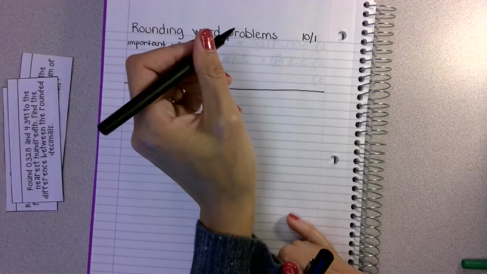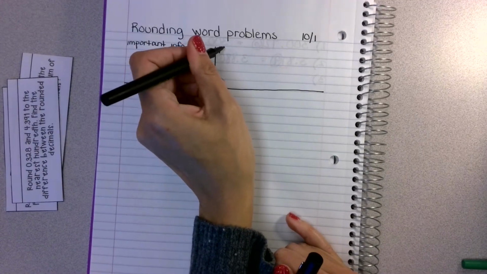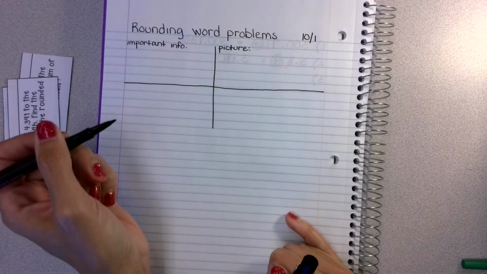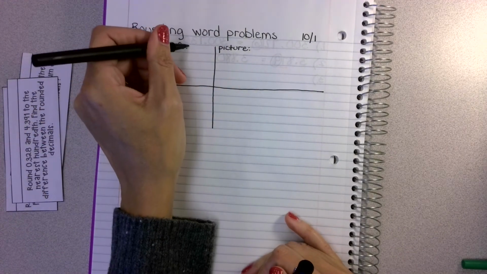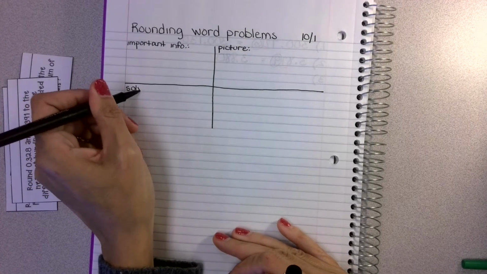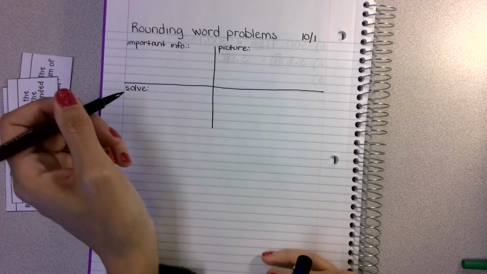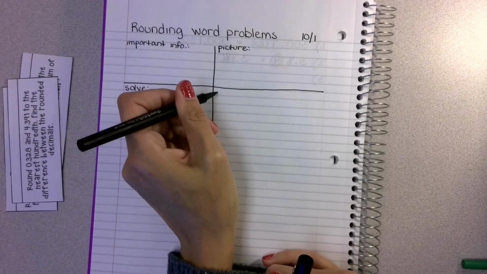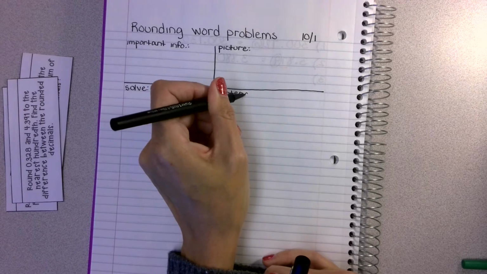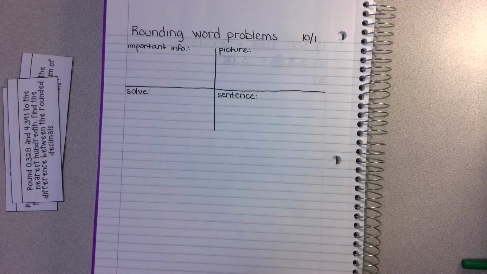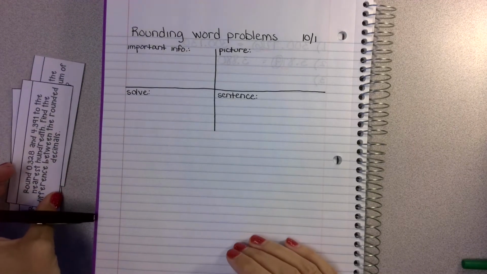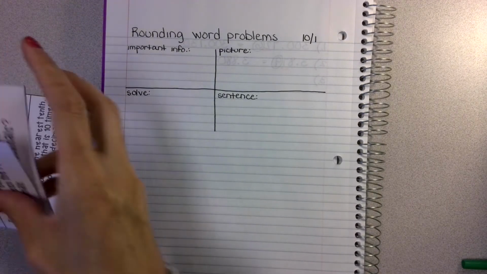And then the next box is a picture. And it's a picture to show your understanding of what is going on in the word problem. Then this box, you're going to solve it using numbers. And in this box, you're going to write a sentence answering the question, because that helps to make sure that you know if you answered the question or not.